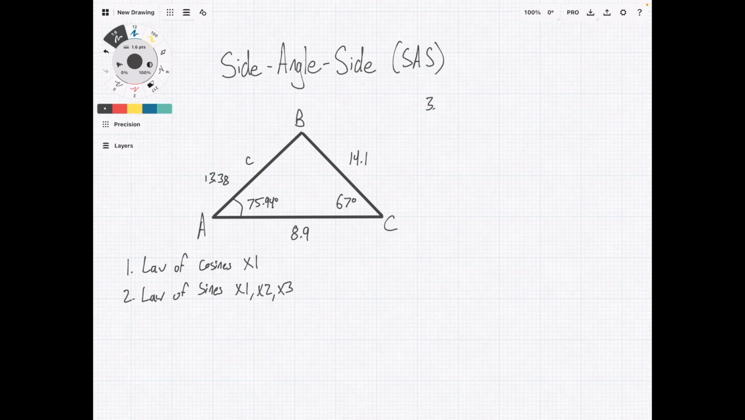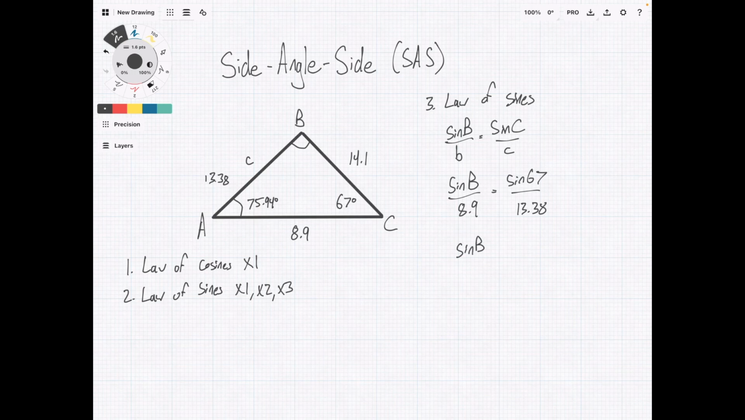Now, we're going to move on to step 3. And again, if we're looking at our little rule here, we're going to use the law of sines again. For this one, we're going to try to find angle B. So we're going to have sine of B over little b equals sine of C over little c. This one's pretty straightforward. Sine of B over 8.9 equals the sine of 67 over 13.38. Sine of B equals 0.612. And then we take the inverse sine, the arc sine of that, and we get B is equal to 37.76 degrees.